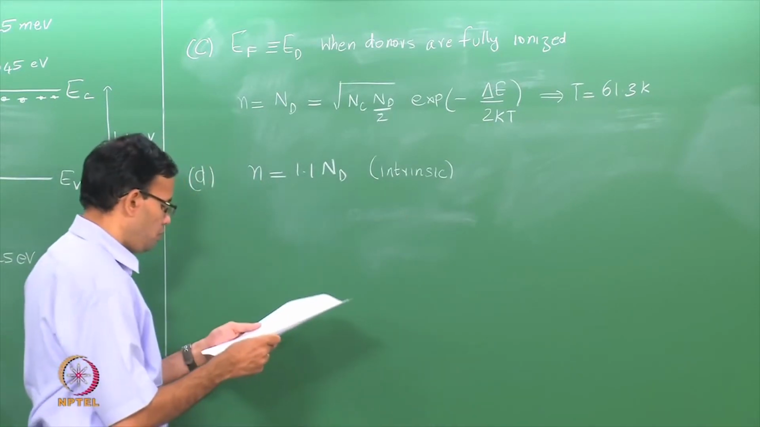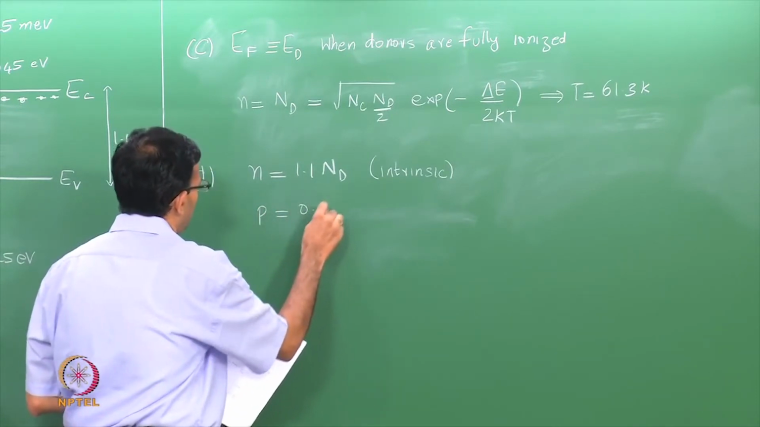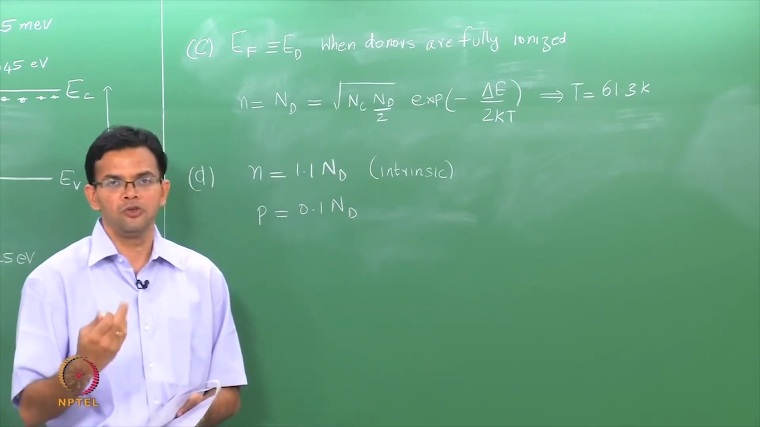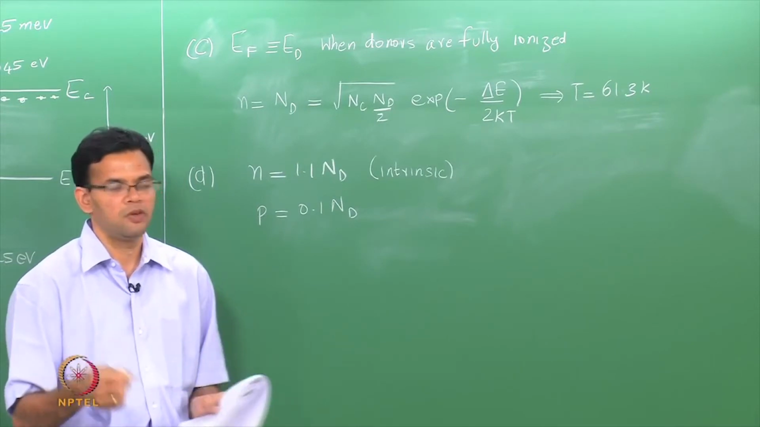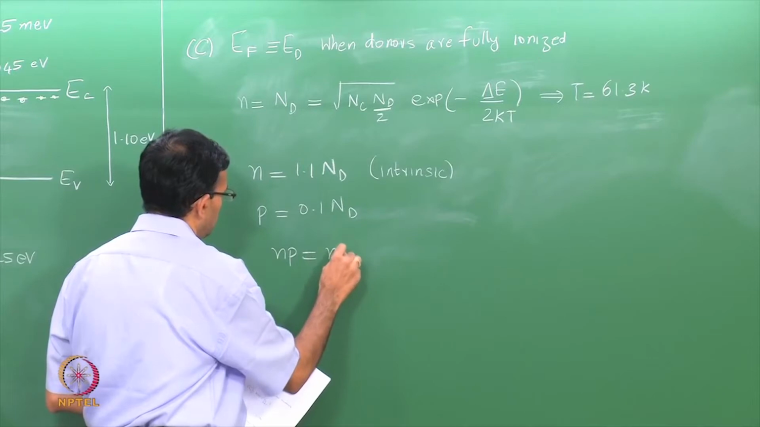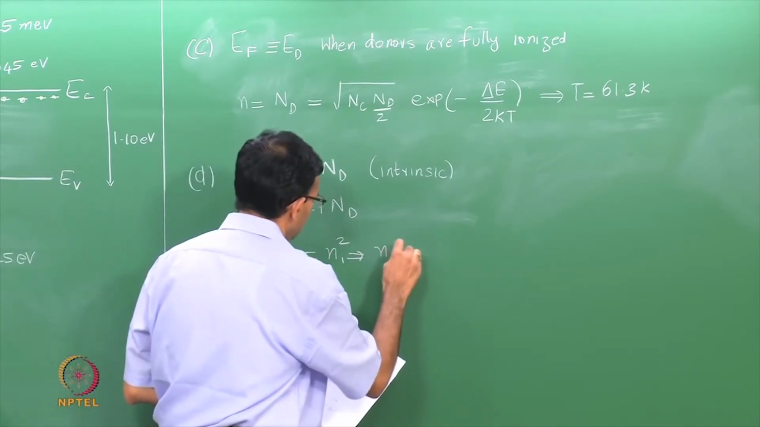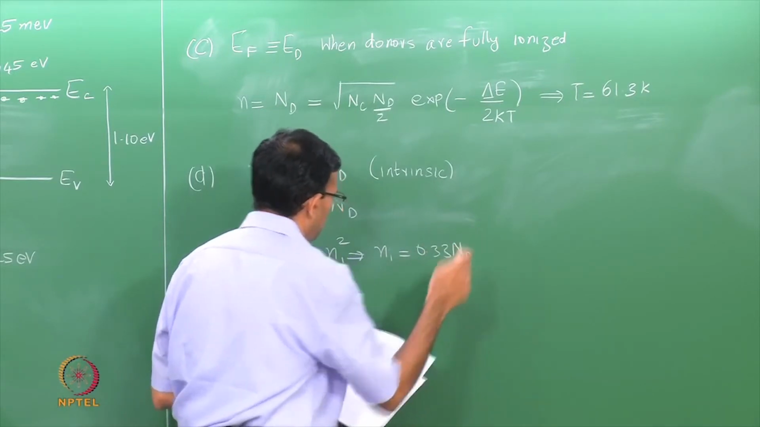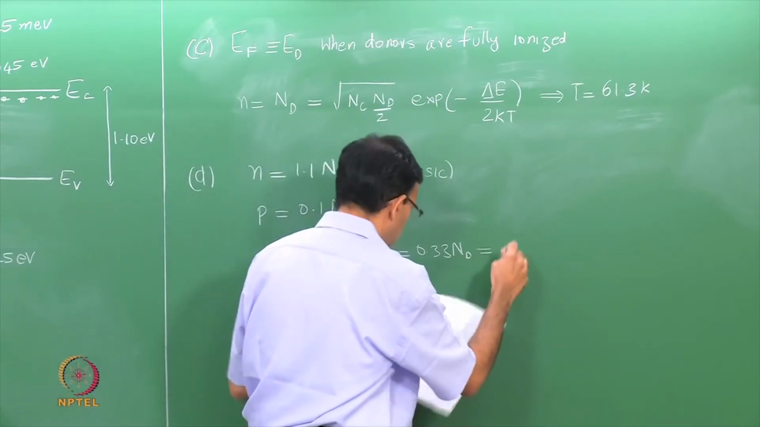So, N is 1.1 Nd, P is nothing but 0.1 Nd. This is something we can get by just doing a charge balance, so that the net positive charge must be equal to the net negative charge. Np is Ni square, which means Ni is 0.33 Nd. This is your intrinsic carrier concentration.